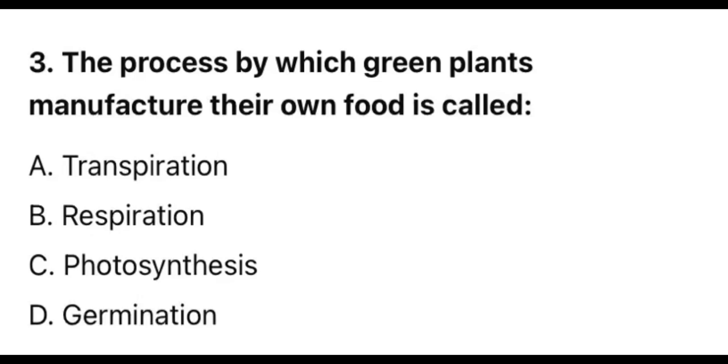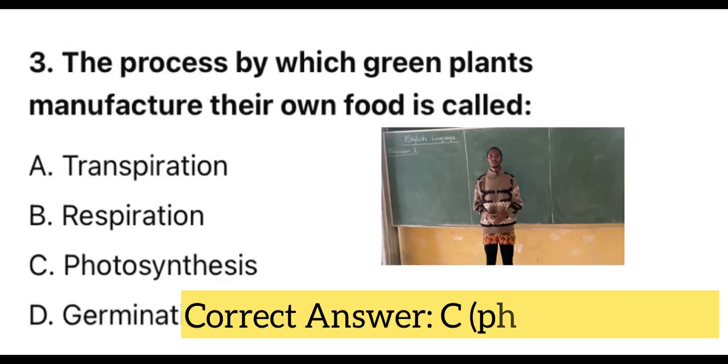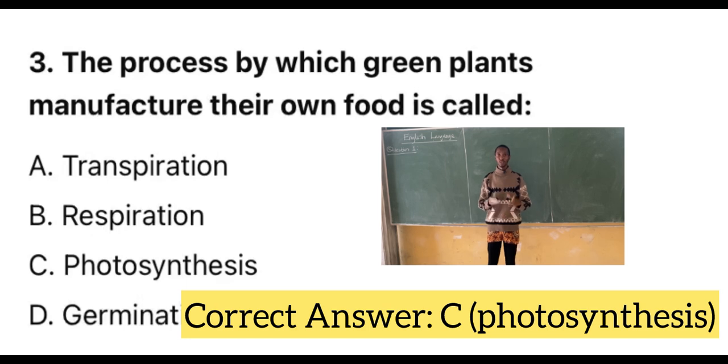Question 3 says, the process by which green plants manufacture their own food is called dash. A. Transpiration. B. Respiration. C. Photosynthesis. D. Germination. The correct answer is C, photosynthesis. Photosynthesis is the process where green plants use sunlight, carbon dioxide and water to produce glucose and oxygen.